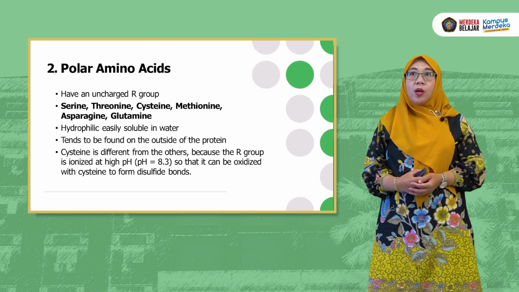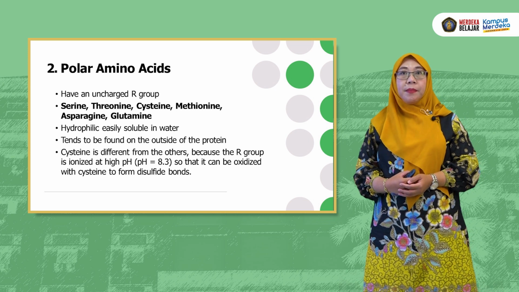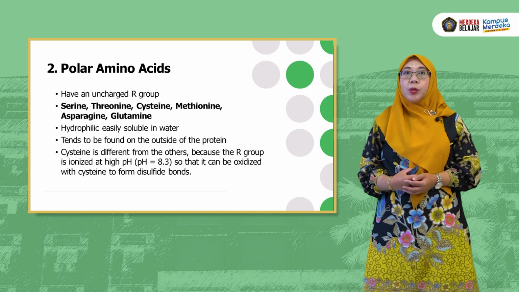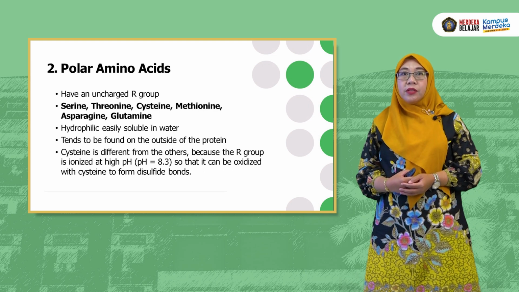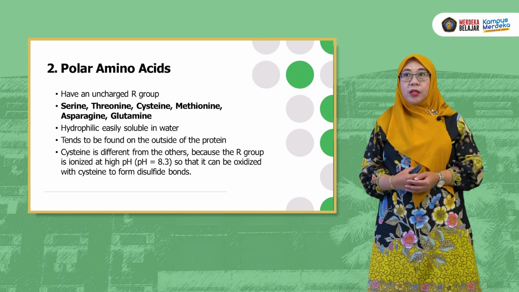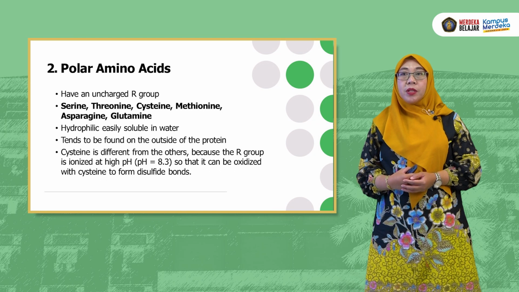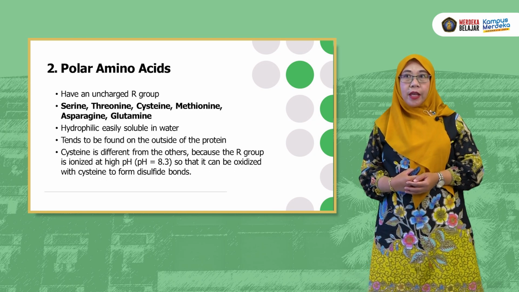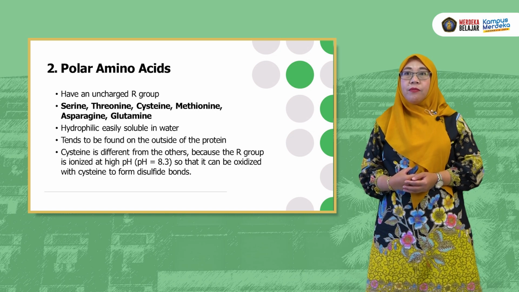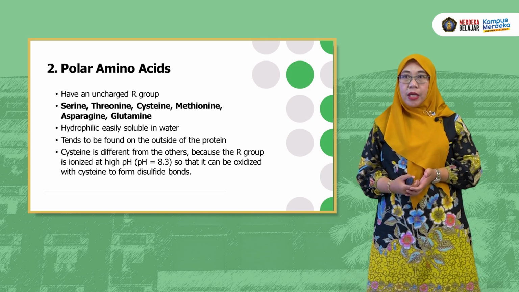The second amino acid group is polar amino acids. These amino acids have an uncharged R group. They are serine, threonine, cysteine, methionine, asparagine, and glutamine. They are all polar amino acids. And because they are polar, they are hydrophilic and easily soluble in water. They tend to be found on the outside of the protein.